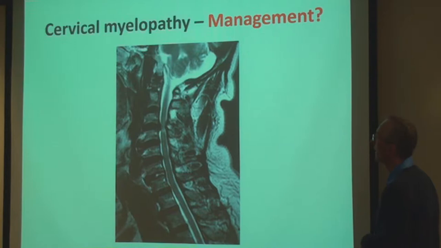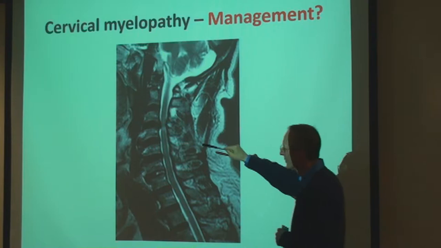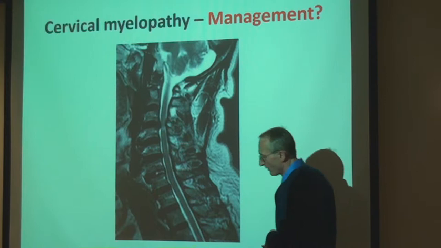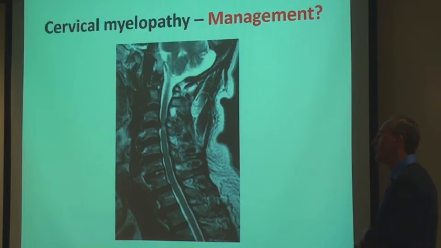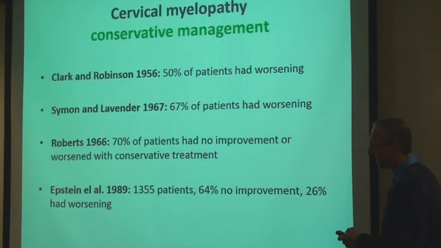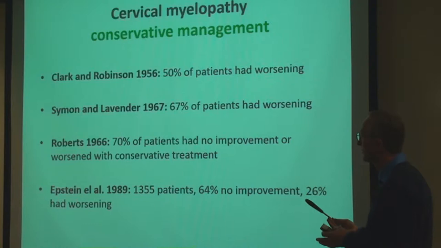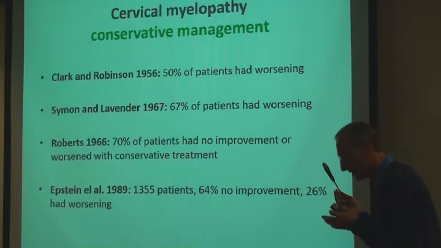Cervical myelopathy. This is the second patient from the series. This is the patient where the intervertebral disc herniated directly posteriorly and caused compromise to the cervical spinal cord. Most of the time these patients come with a more chronic, protracted symptomatology. And again, the important question here is whether we can manage these patients conservatively. So what does the literature say if a patient like the one shown in the picture came into our office and we suggested just conservative management?